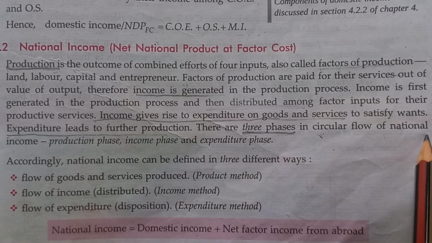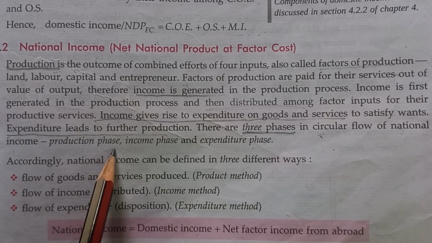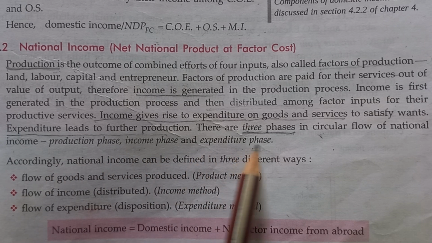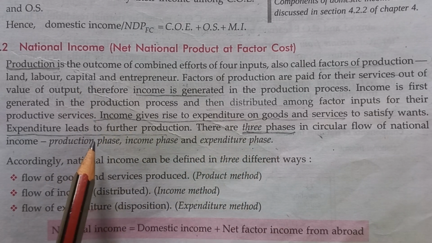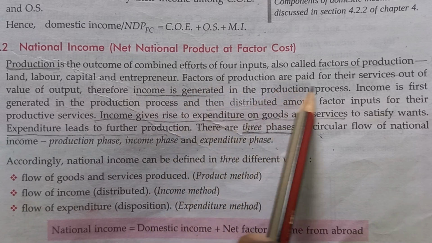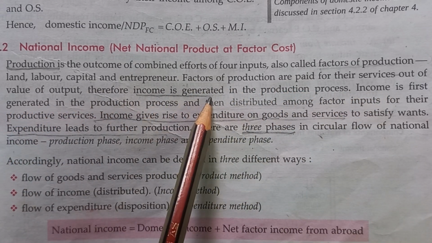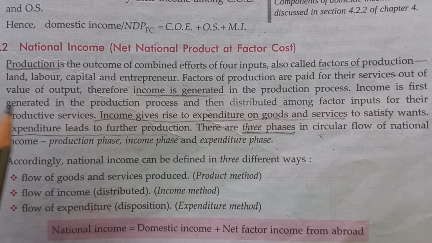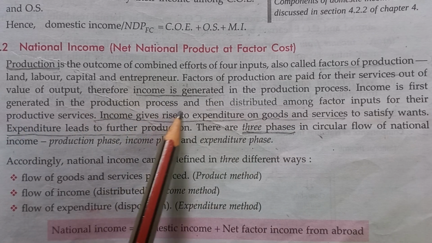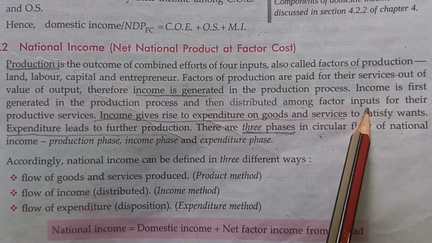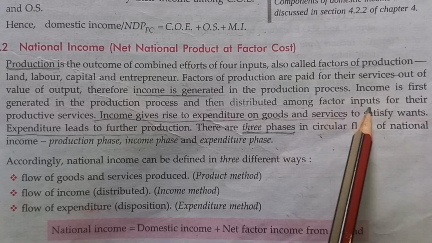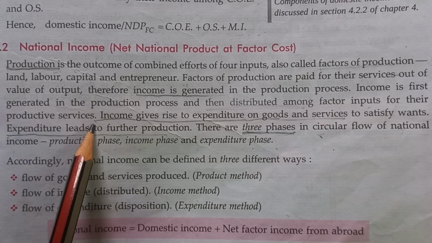There will be a circular flow of national income, that is under production phase, income phase and expenditure phase. This was given in this paragraph. So factors of production are paid for their services out of the value of output. Therefore, income is generated in the production process. Income is first generated in the production process and then distributed among the factor inputs, that is land, labor, capital and organization, for their productive services.